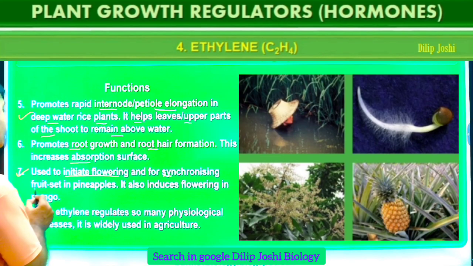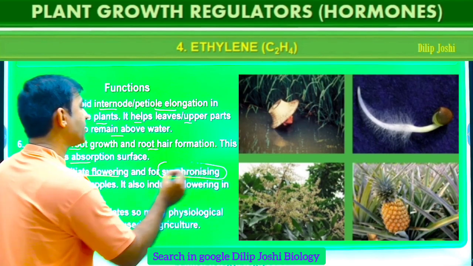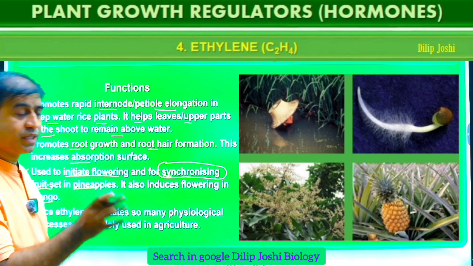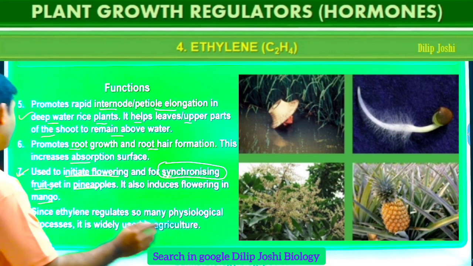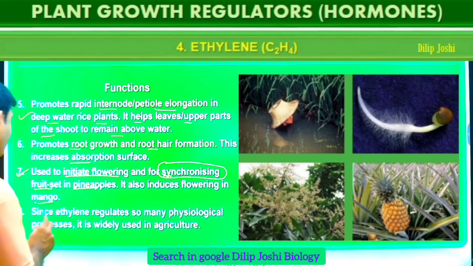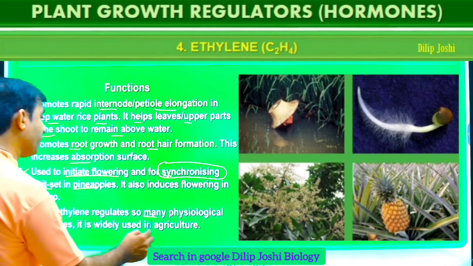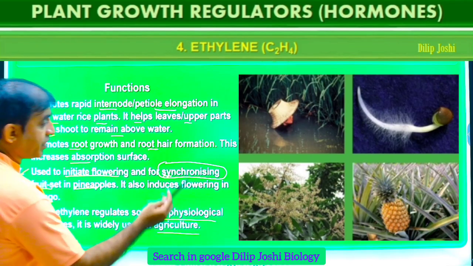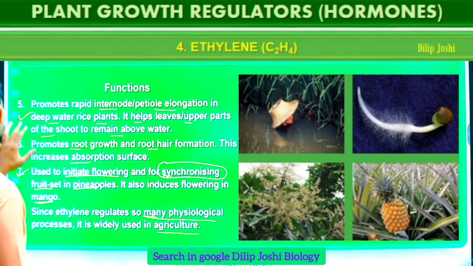and for synchronizing, synchronizing, मतलब समकालीन बोलते हैं इसको, एक समय का, and contemporaries is a synonym of this word. Then it also induces the flowering in the mango and it regulates many physiological processes, widely used in agriculture. तो वहां पर इसको यूज किया जाएगा.